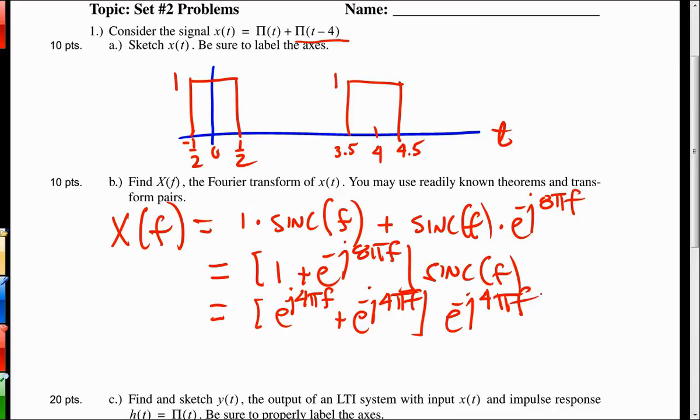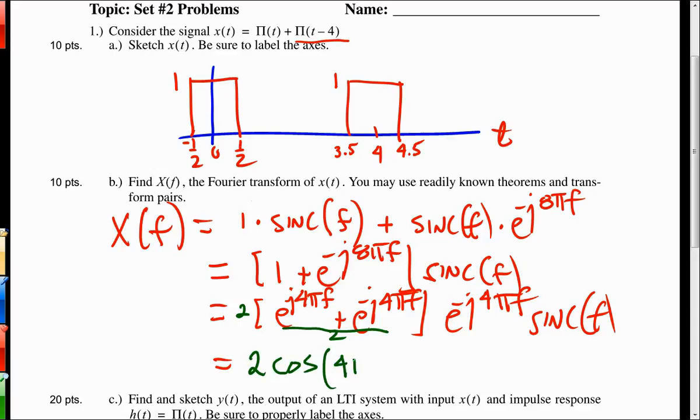Why would you even take it this far? Just put it in as a complex exponential multiplied by a cosine wave. Okay, I'm going to show you in a second. Now that I've got this into this form, I have to put a 2 in the front, and then I can cram a 2 down below there. Now I've got the cosine in there, right? And this is going to be 4 pi f sinc f e to the minus j 4 pi f.